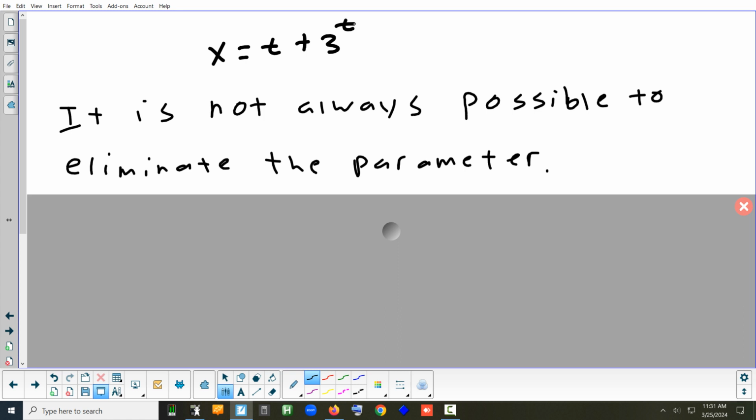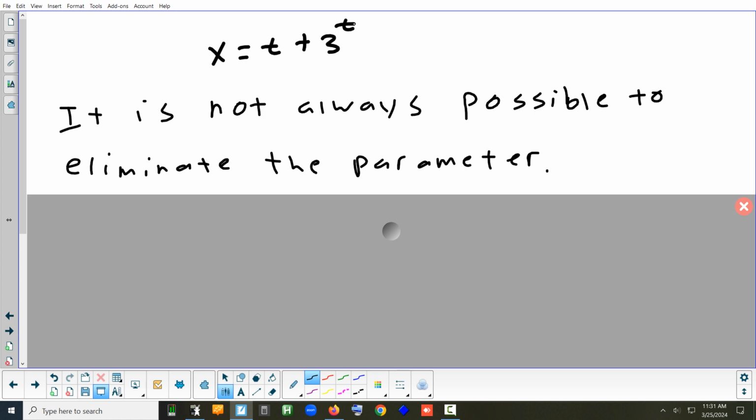Good luck. Is it possible? I don't think so. It's not a complicated equation. It's just the fact that you have a t as an exponent and a t as a term really messes you up from trying to get t alone.